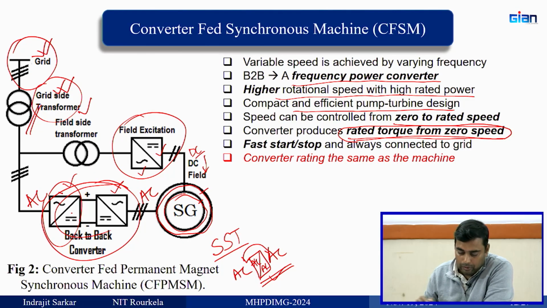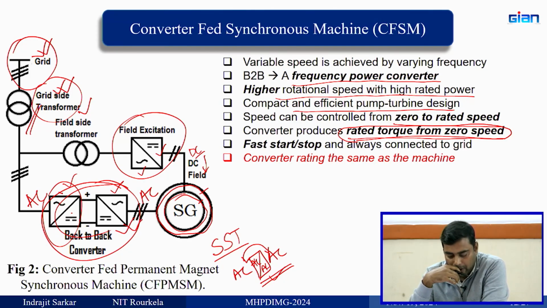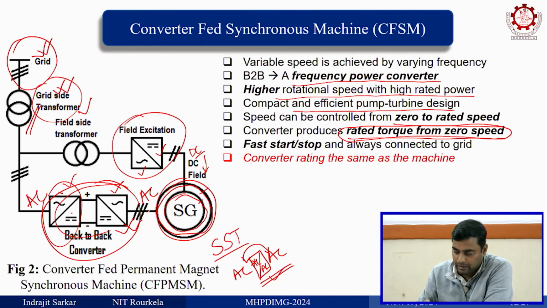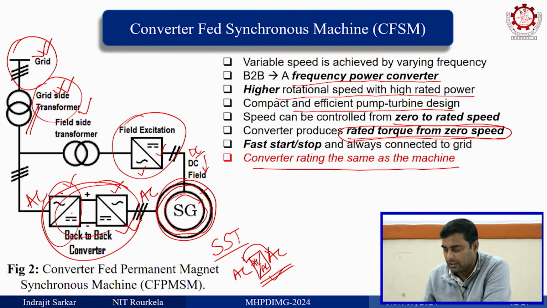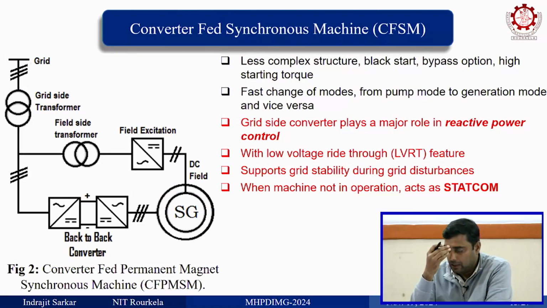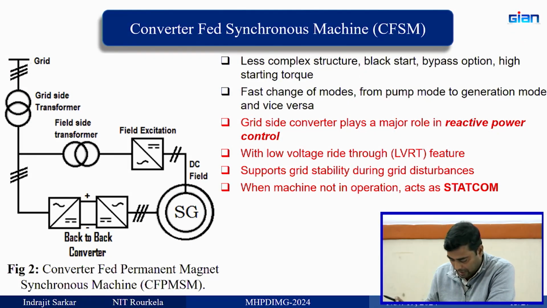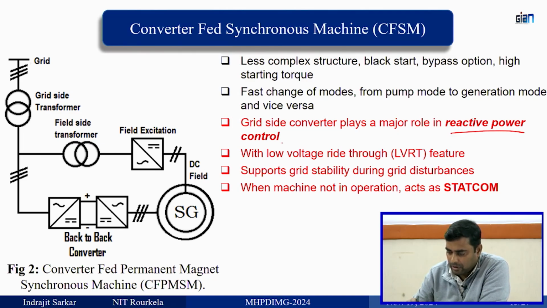Now, the problem with this configuration is, you can see here the converter has to cater the entire power of this machine. So, the converter rating is the same as that of the machine. Since time is almost running out, I will come directly to the main thing, STATCOM; grid and reactive power control are simple things.